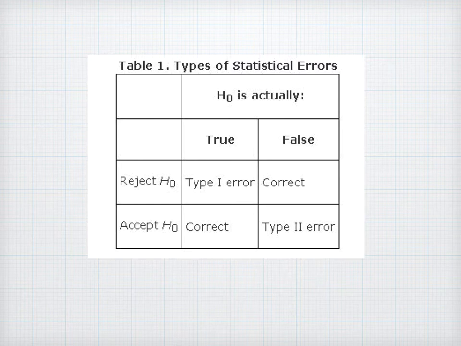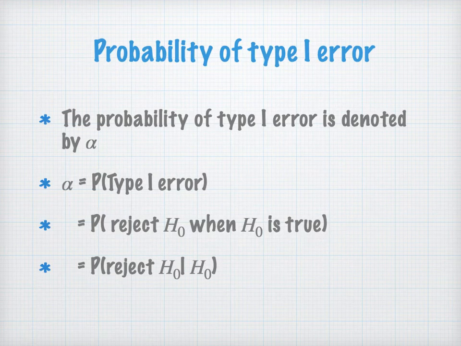Now we have discussed what the errors are. That is, there are two errors, type 1 error and type 2 error. Depending on this type 1 error and this type 2 error, we have some probabilities defined. The first one is the probability of type 1 error. What is the probability of type 1 error? The probability of type 1 error is denoted by alpha.